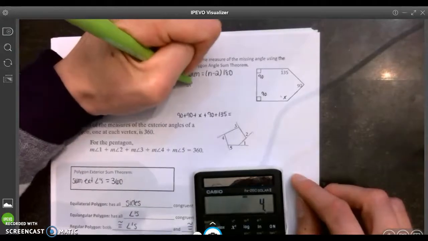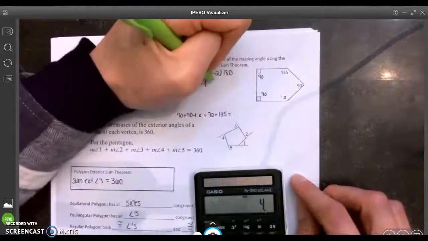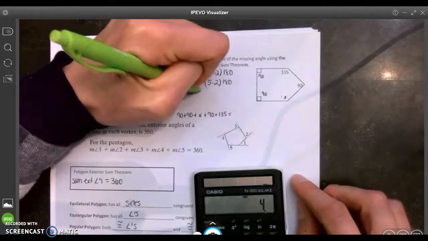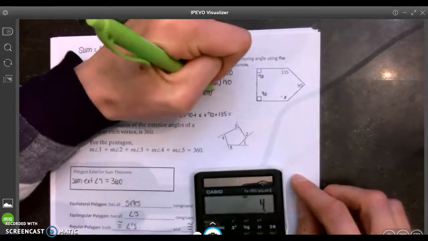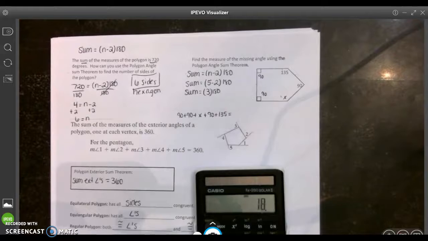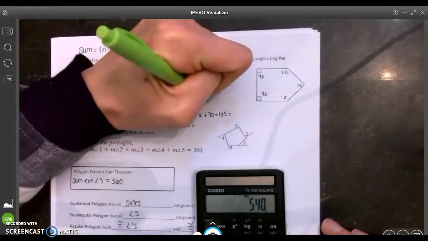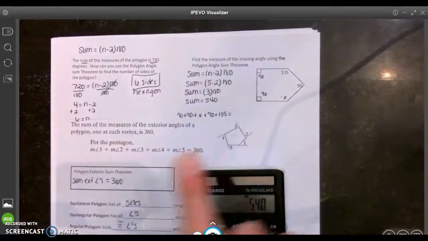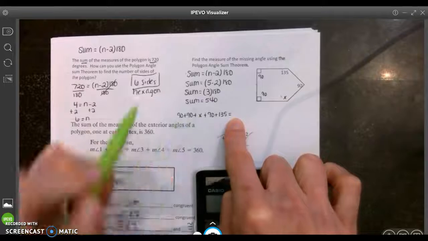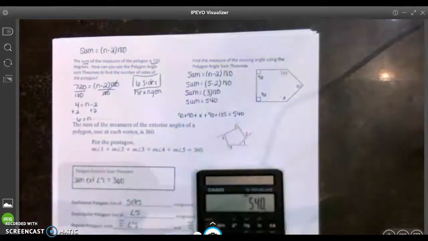So sum equals number of sides, 1, 2, 3, 4, 5. 5 minus 2 times 180. 5 minus 2 is 3. So 3 times 180 equals 540. So sum equals 540. So I know that 540 goes right here because plus plus plus plus is sum. I just found the sum, so I'm going to put that right here.